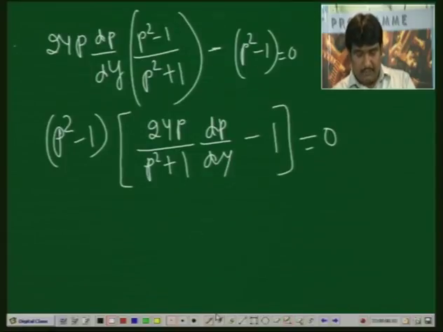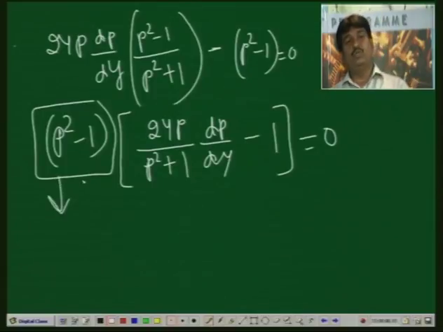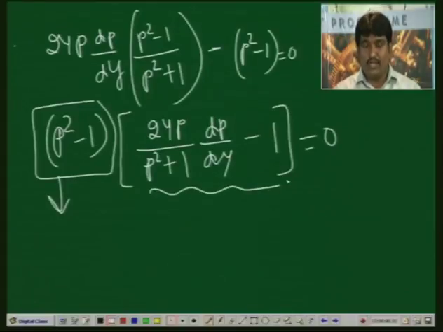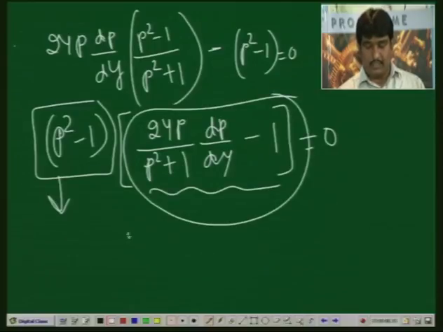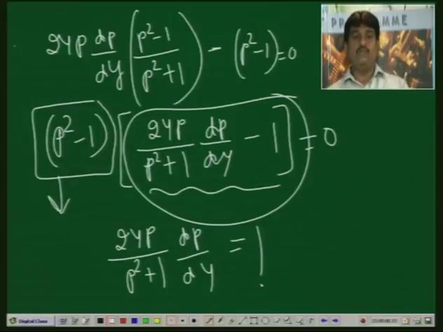As I said earlier, this p square minus 1 equals to 0 leads to singular solution. For general solution, we have to equate the factor involving dp by dy to 0. So let me equate this to 0. So when you equate this factor to 0, we get 2yp divided by p square plus 1 dp by dy equals to 1. Now we have to solve this differential equation.